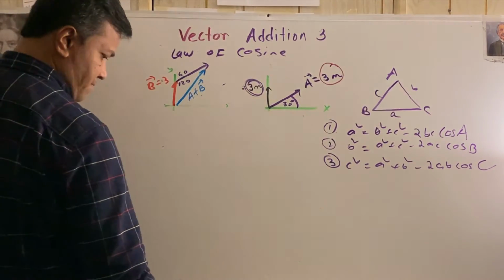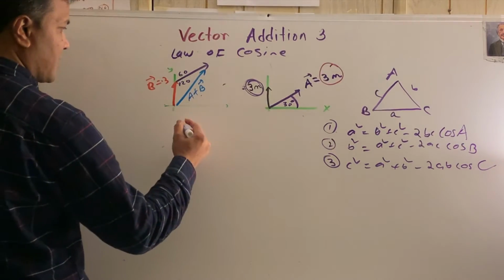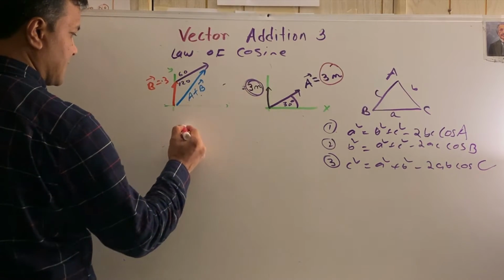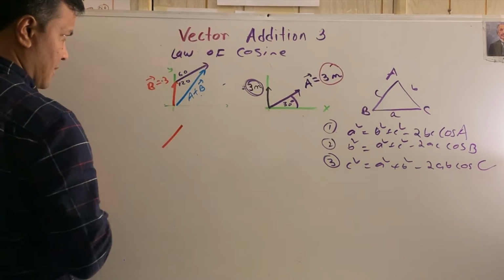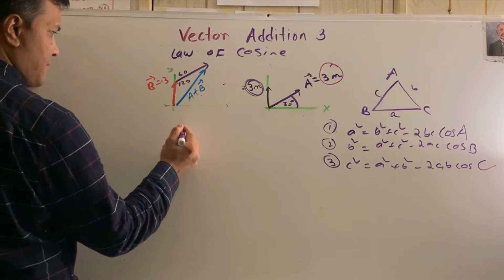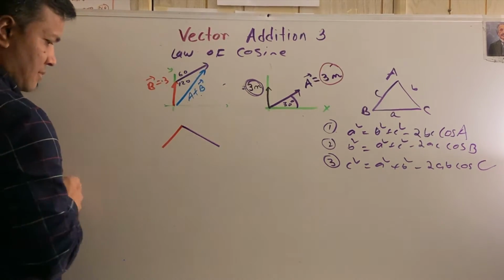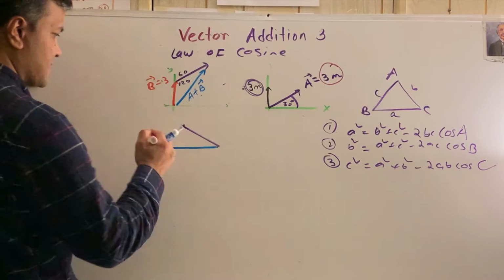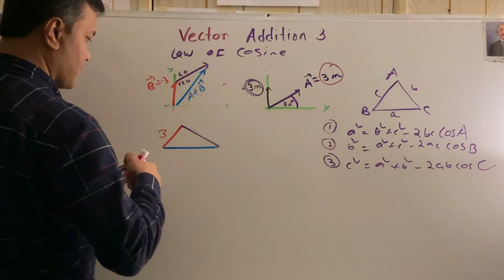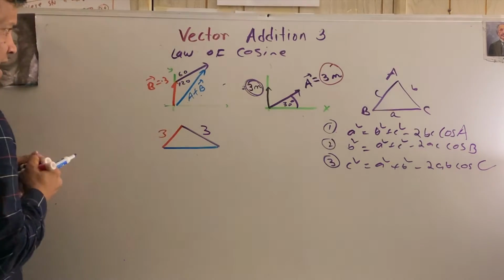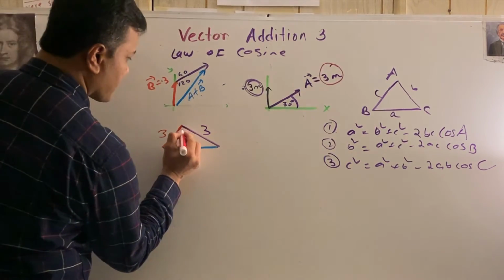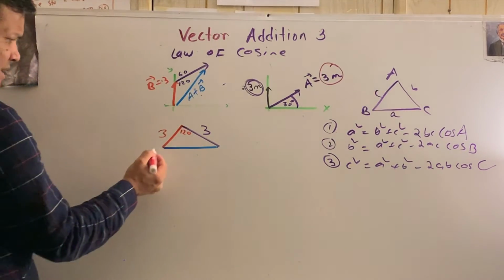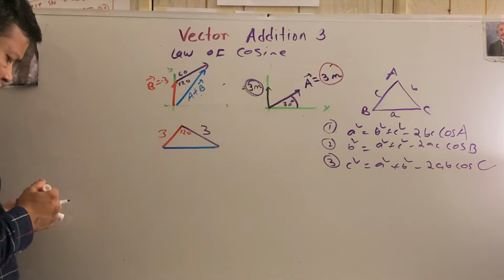Alright, so now let's put it over here. So I have the vector b, I have the vector a, and I have the resultant vector. Alright, so vector b is 3, vector a is 3. I have this one is 120. If this one is 120, this one and this one should be 30 and 30, but we don't need to know that.